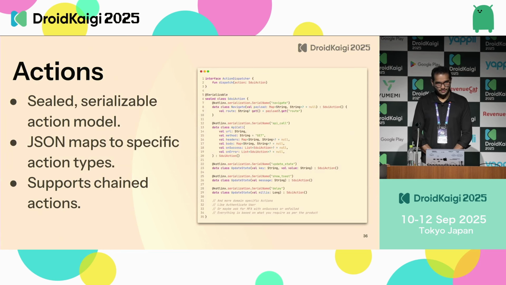Let's see the actions, the interactions, which will be used for interaction handling. An action defines what happens when a user interacts with your UI, just like tapping a button, submitting a form, navigating to another screen. We use a sealed serializable action model in our sample.